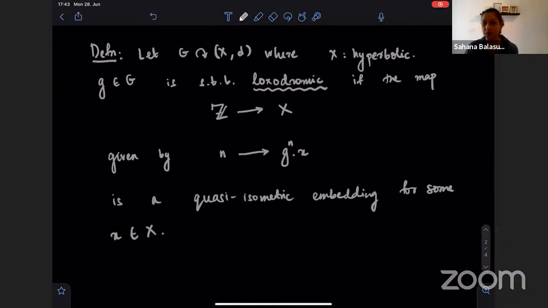Is everyone here familiar with the definition of a quasi-isometric embedding or a quasi-isometry? Is there anyone who doesn't know what that is?